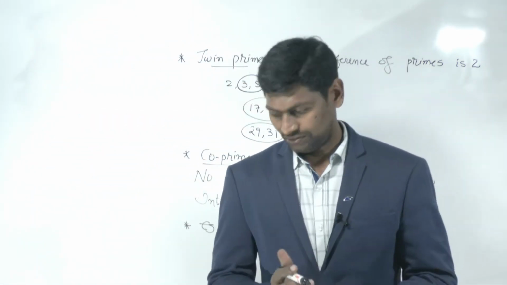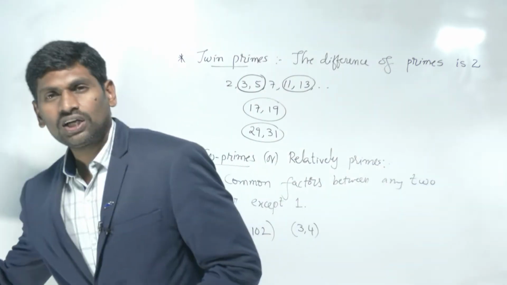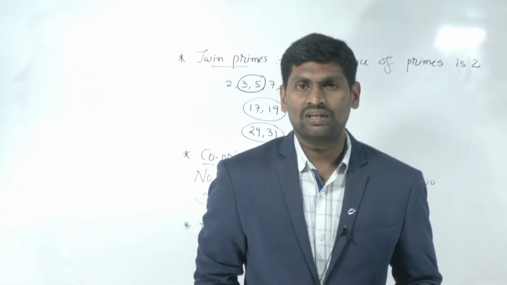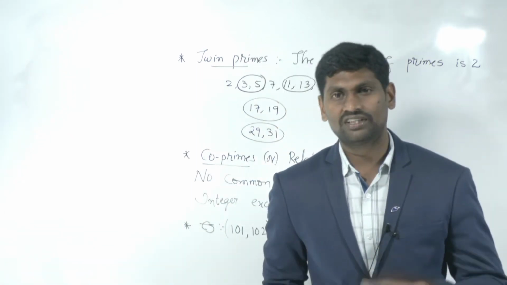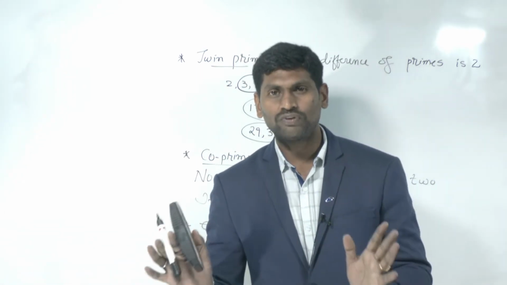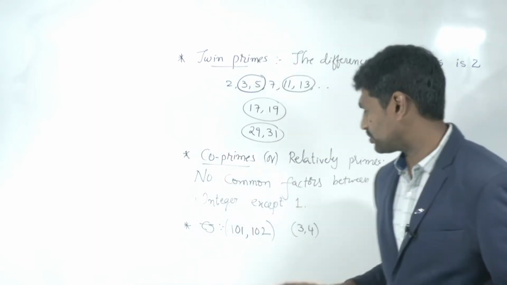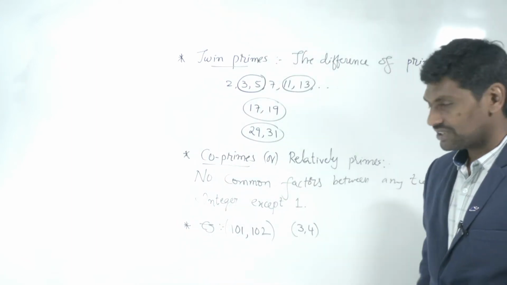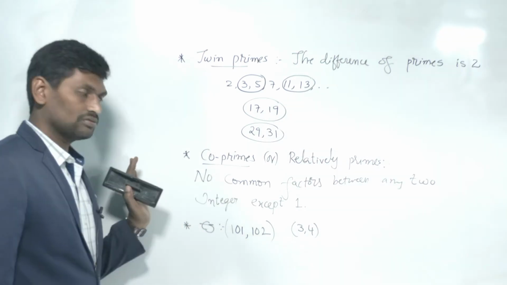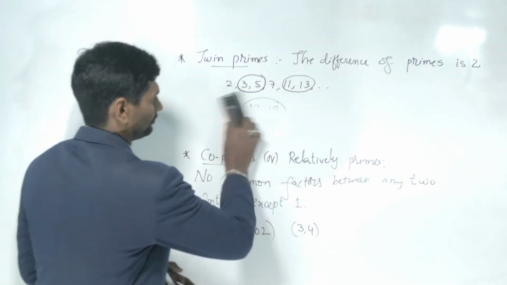Clear, children? And what is a composite number and what is a prime number, we discussed in our previous class. Only two factors, prime. More than two factors, composite number. Yeah, please note down these points.